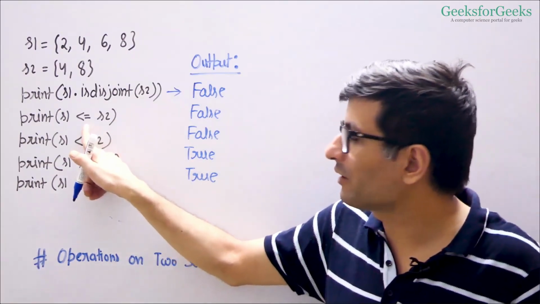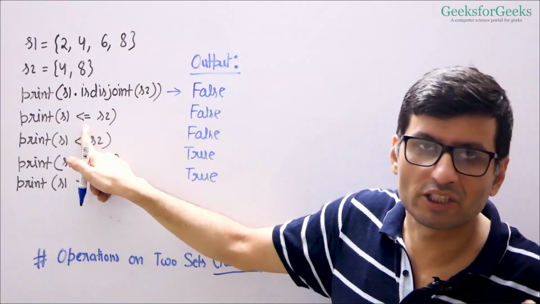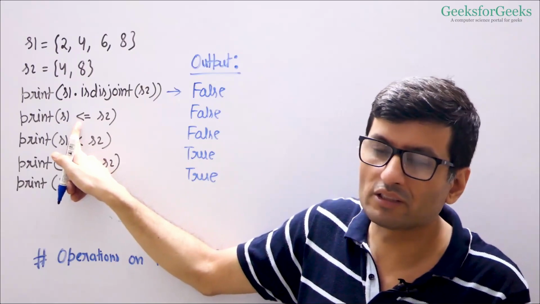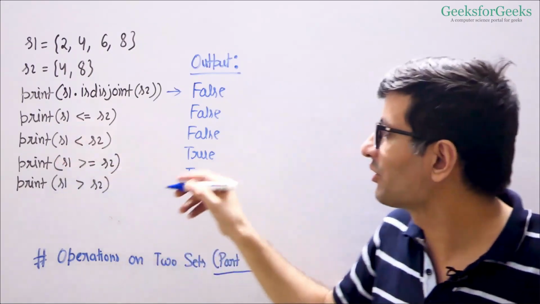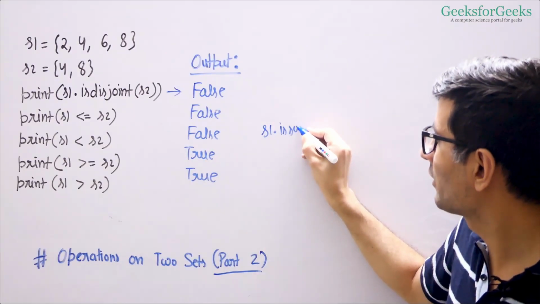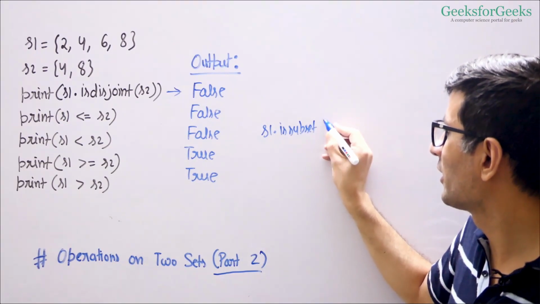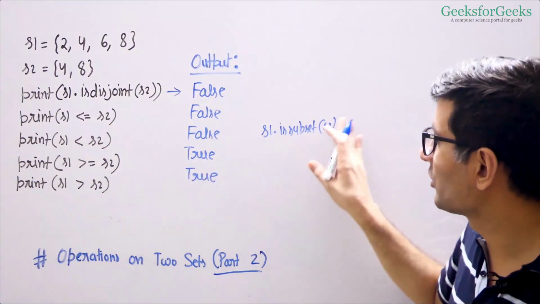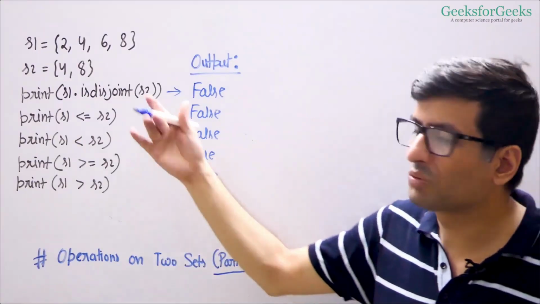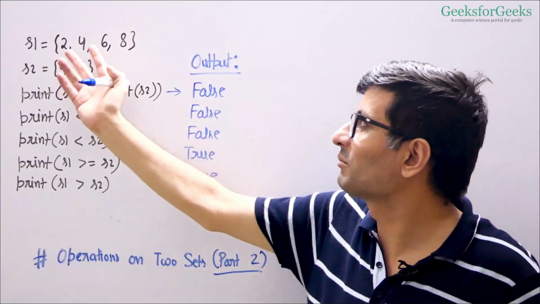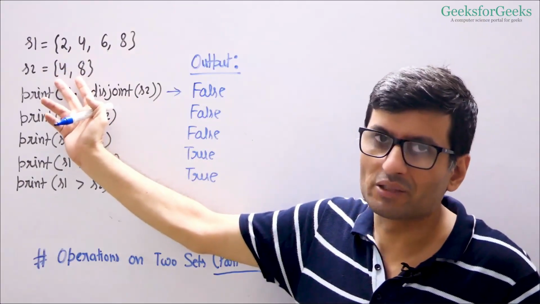Now this operator, which is subset operator, right? And we can also replace this operator with is subset method. So you can also call S1 dot is subset, right? And this will give you the same result as this operator, right? This tells you whether S1 is a subset of S2 or not. So S1 is not a subset of S2 because S1 has more elements and S2 has less elements.